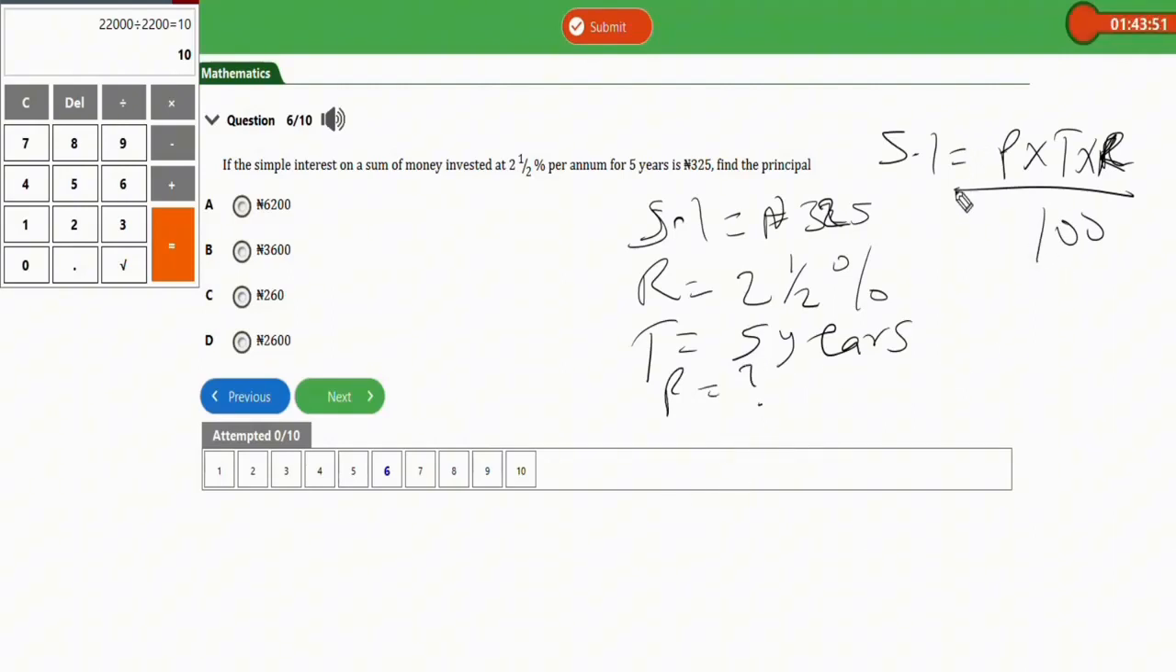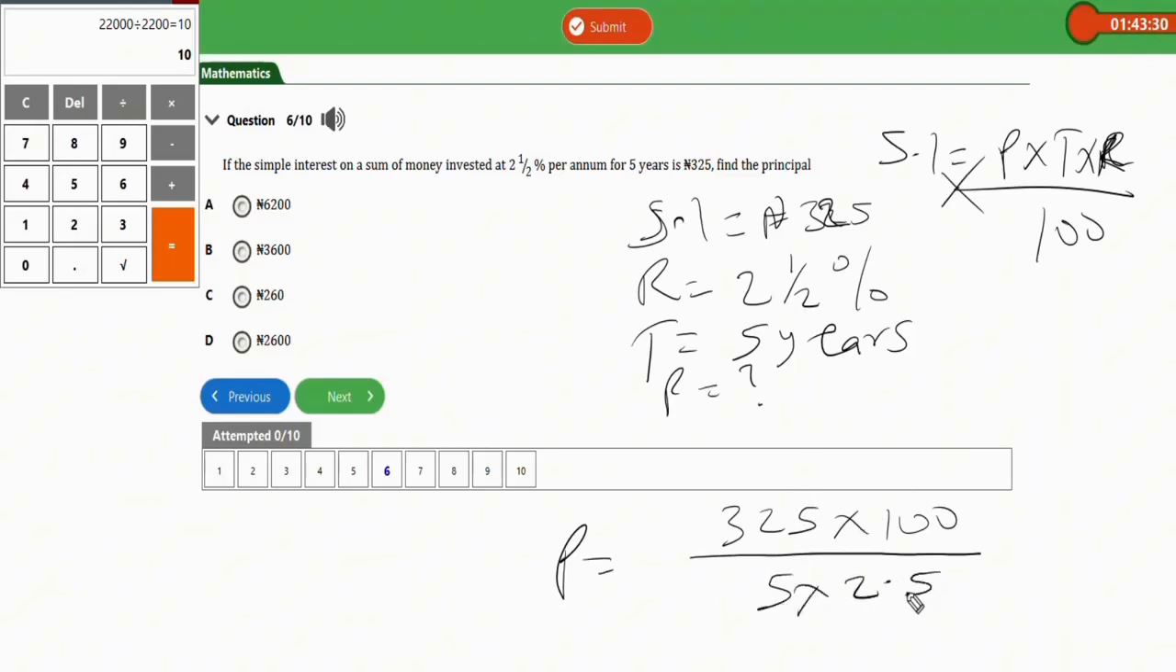When you cross multiply, our principal will be simple interest times 100, that is 325 naira times 100, over the rate times the time. Our time is 5 years times 2.5. Dividing by 5, you're going to have 20. So you punch everything on a calculator now.